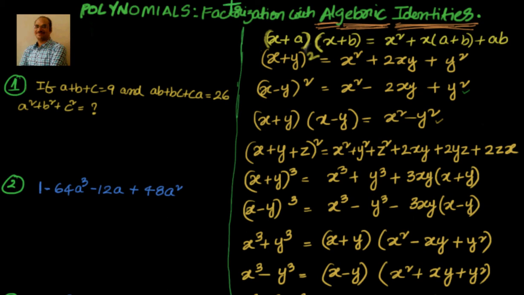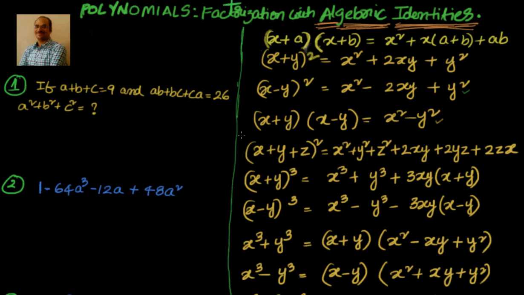We are continuing the factorization with algebraic identities. In the last video, we have seen some problems solved using algebraic identities. We are continuing that. So let's look at this problem. If a plus b plus c equals 9 and ab plus bc plus ca equals 26, find a square plus b square plus c square.